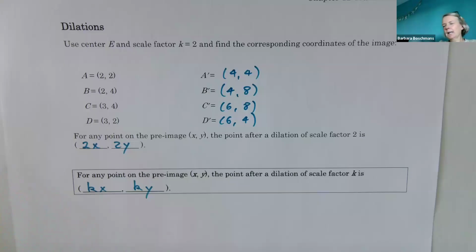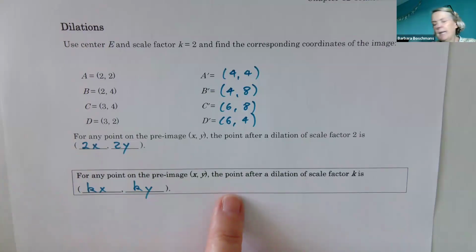And for the last one, I copied over the coordinates of the image, the A prime, B prime, C prime, D prime. It looks like all of those were times 2, which is the scale factor. And that means if we generalize it, for any dilation, if the scale factor is k, we multiply that by the x value and the y value. So everything that we have written inside of a box in this activity is going to come in handy when we get to the next activity.